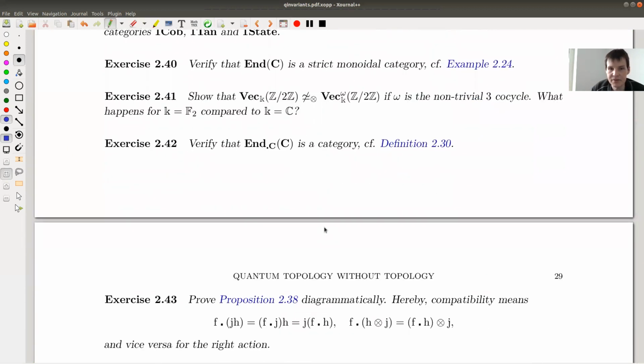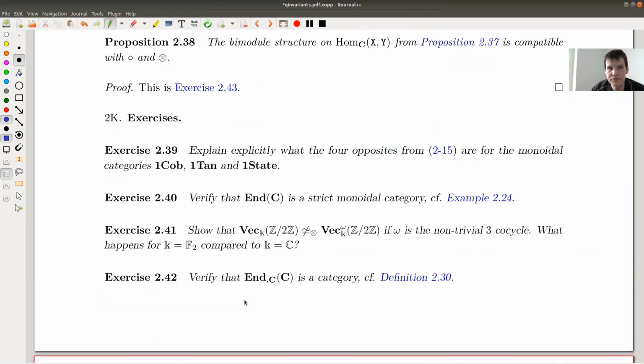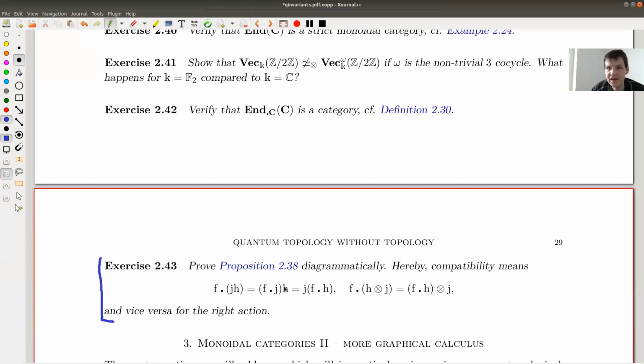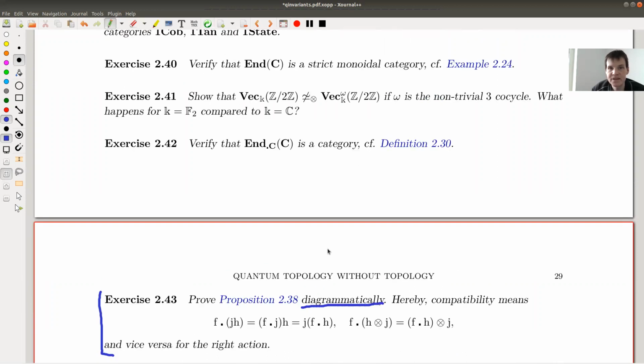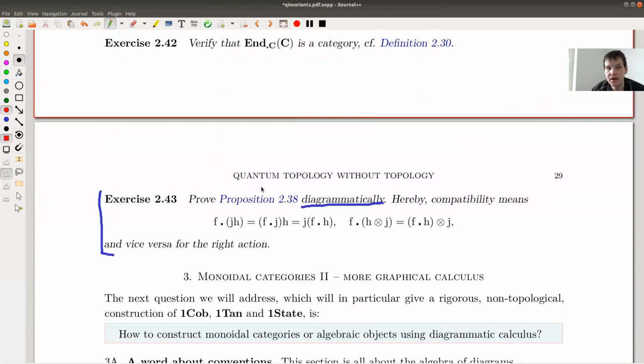If you want to do some exercise, this one might be funny. You might try to prove this bimodule structure diagrammatically. That might be funny. And I've written down some other exercise you might want to do. This one is also a diagrammatic one, which might be interesting for you to check.